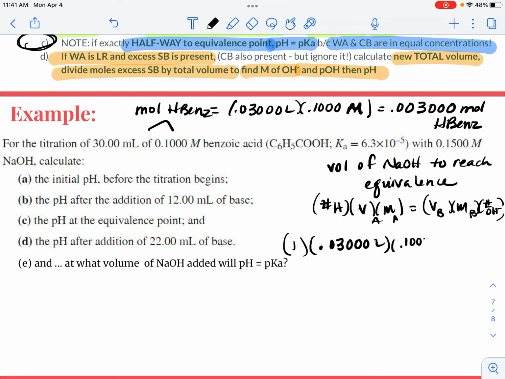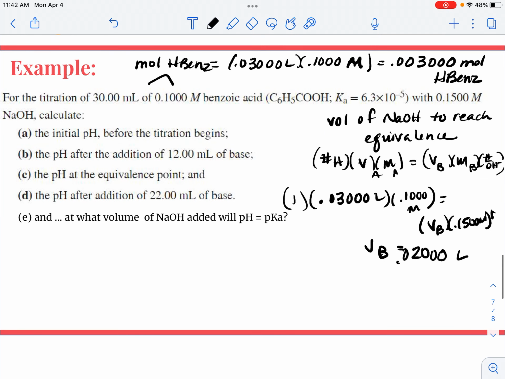And the molarity was 0.1 molar equals the volume of the base, which is what I'm looking for, the molarity, which is 0.15 molar, and sodium hydroxide has 1 OH minus. So the volume of the base needed to get to equivalence will be 20 milliliters or 0.02000 liters because I have 4 sig figs. All right, so this would be at equivalence. So there's my benchmark. All right, now I can actually start working the problem.